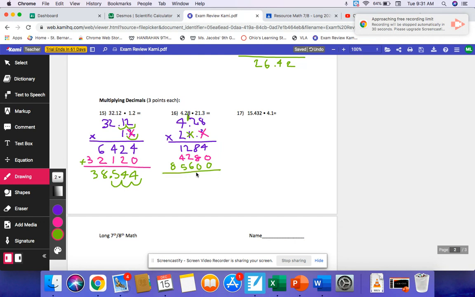Now we go ahead, add all of those together. 4, 8 and 8 is 16. Drop your 6. The 1 goes up. 2 plus 2 is 4. Plus 1 is 5. 5 plus 6 is 11. 1 plus 1 is 2. 2 plus 4 is 6. 6 plus 5 is 11. And 9. Count my decimal places.